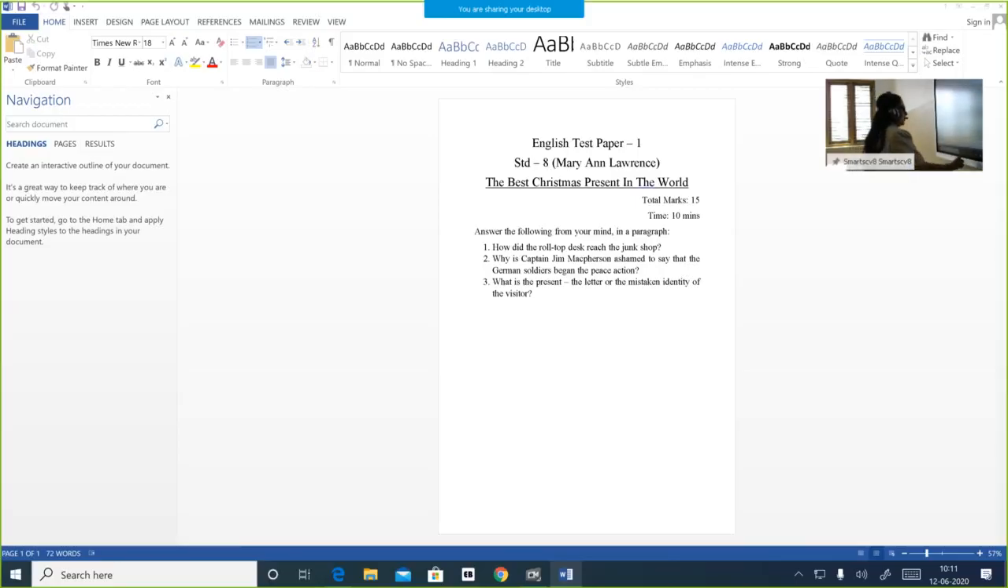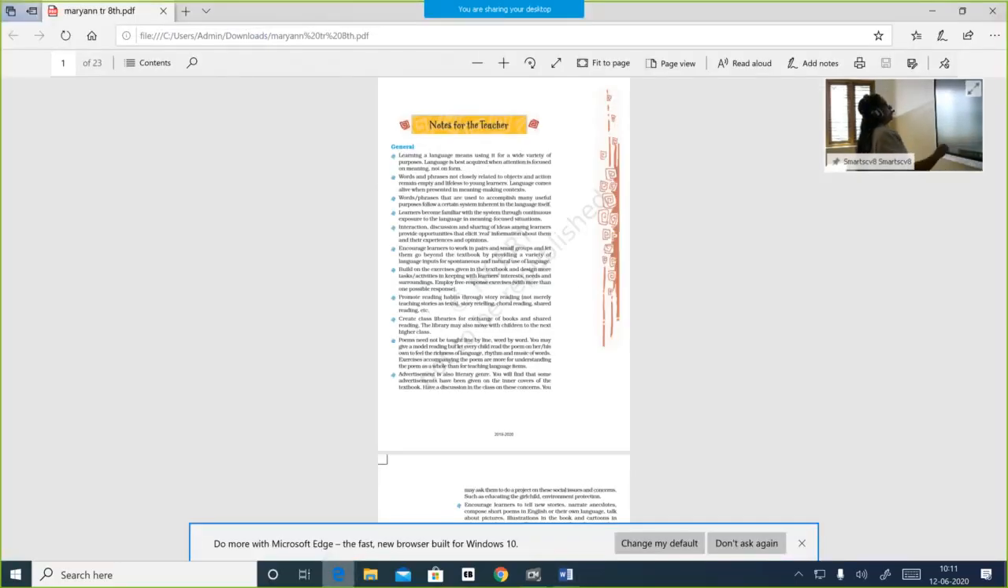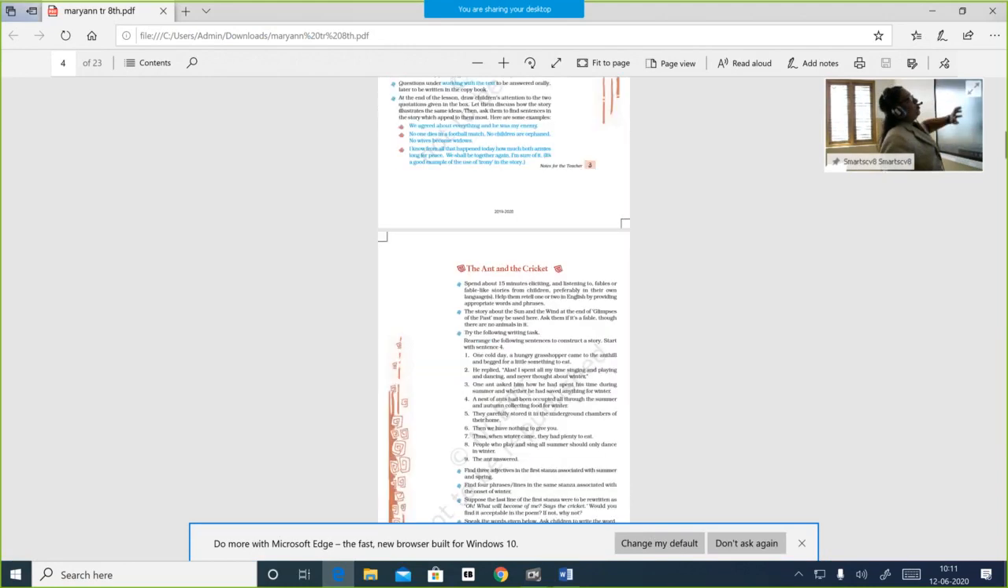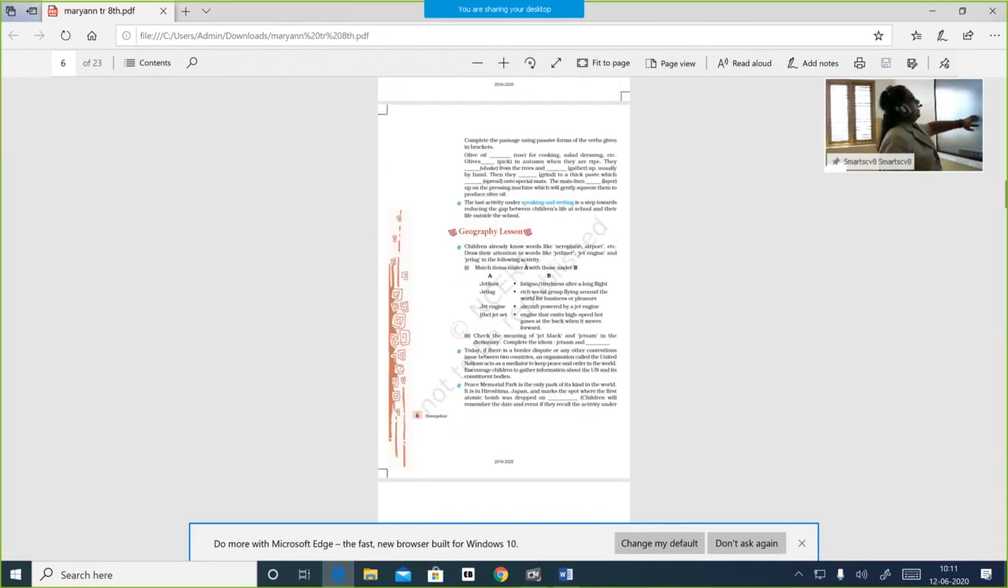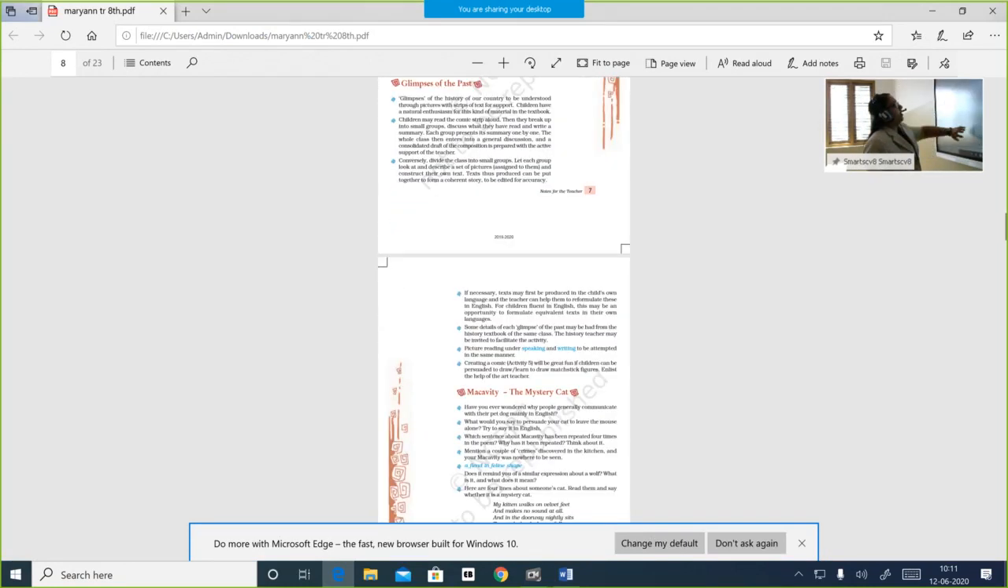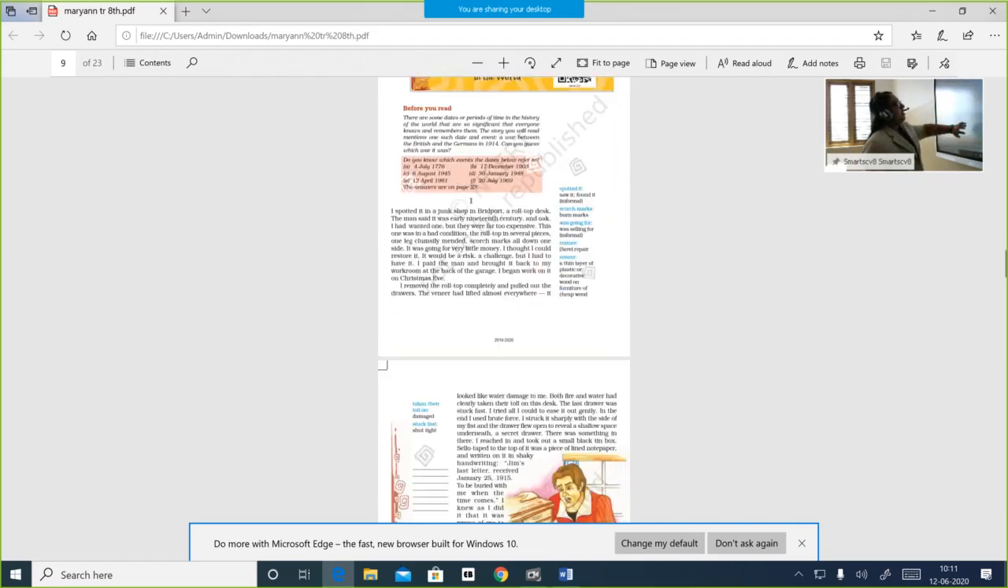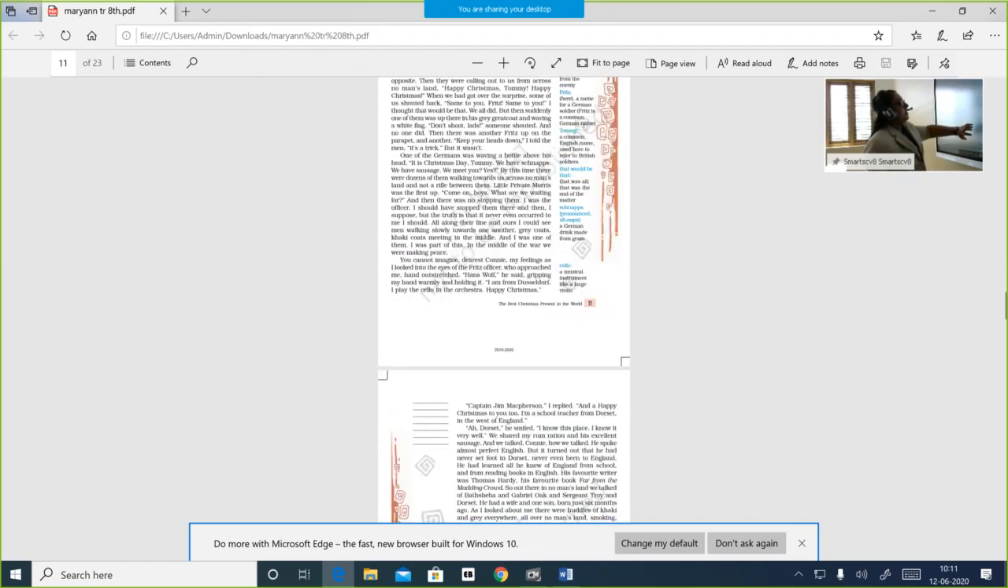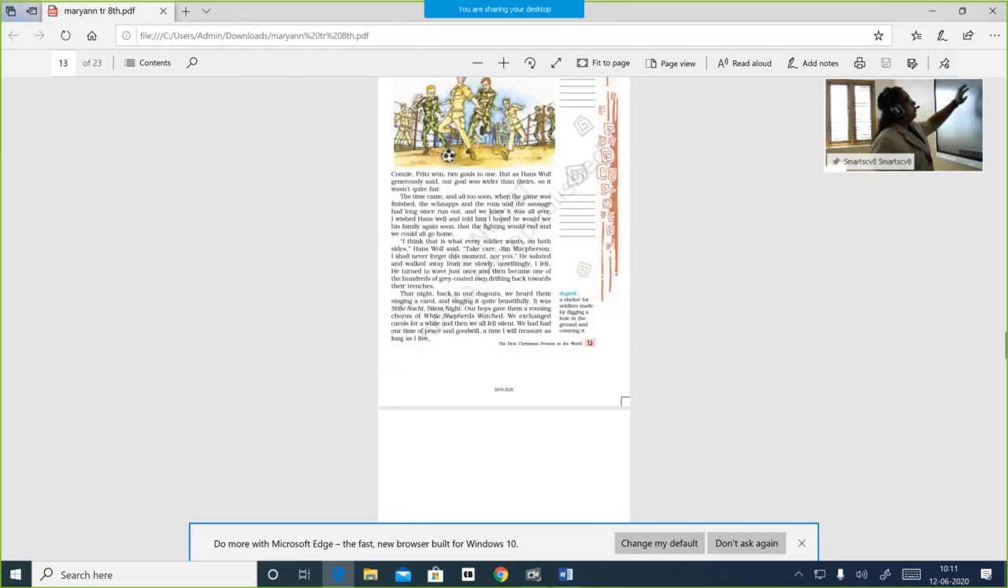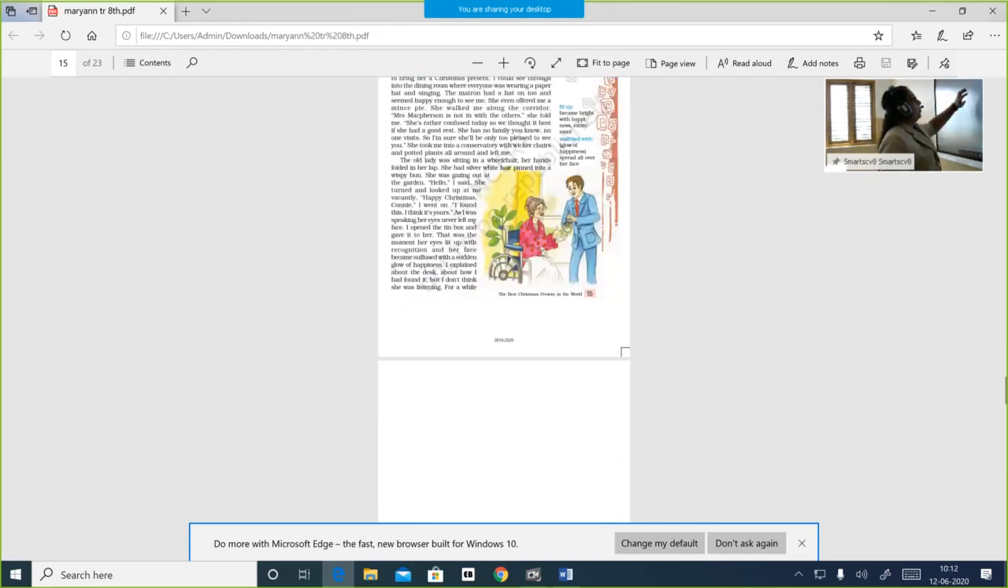Now, teacher is going to take the textbook. Let us get back to what teacher was teaching. We are today starting with the new section, working with language. Working with the text is over. So we move on to working with language.